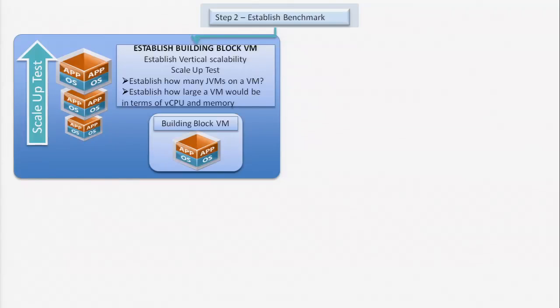I'd like to start with a JVM to vCPU ratio of 1 to 2, and then certify that. By certify, I mean, for example, I ran 100 concurrent sessions. So I know that with this building block VM configuration, I can do 100 concurrent sessions of that particular application mix.